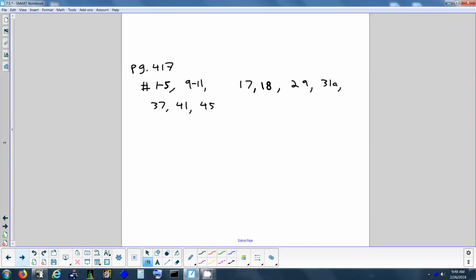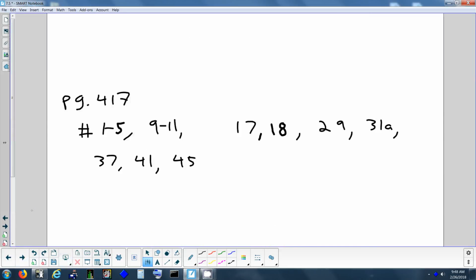All right. Okay, so that's the homework for tonight. It's 1 through 5, 9 through 11, and then it kind of skips around: 17, 18, 29, 31A. I think there's a 31 part B, you don't have to do it. And then 37, 41, and 45. Okay, that's all on page 417. Okay, so you got a little under 15 minutes, so if you have any questions, you could start, work on it a little bit. I can help you with anything. And then tomorrow we will finish chapter 7.